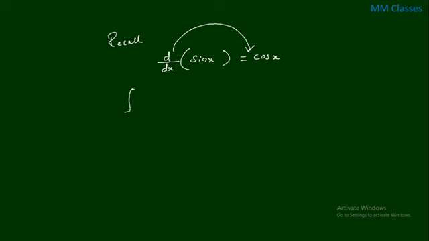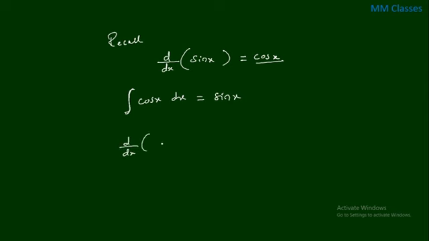Integration we call antiderivative or integral, both are the same. The antiderivative of cos x with respect to x is equal to, look at this, sin x, right? So the derivative of sin x is cos x, and now the antiderivative of cos x is sin x. Let me take one more example with the same pattern.